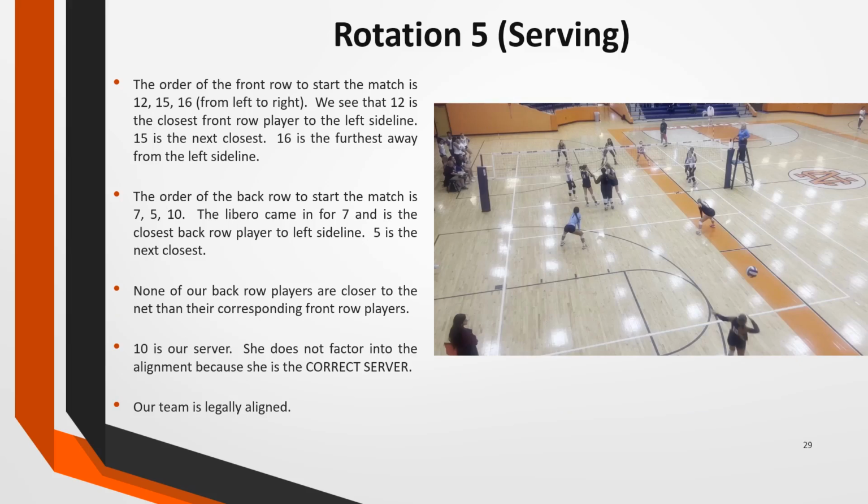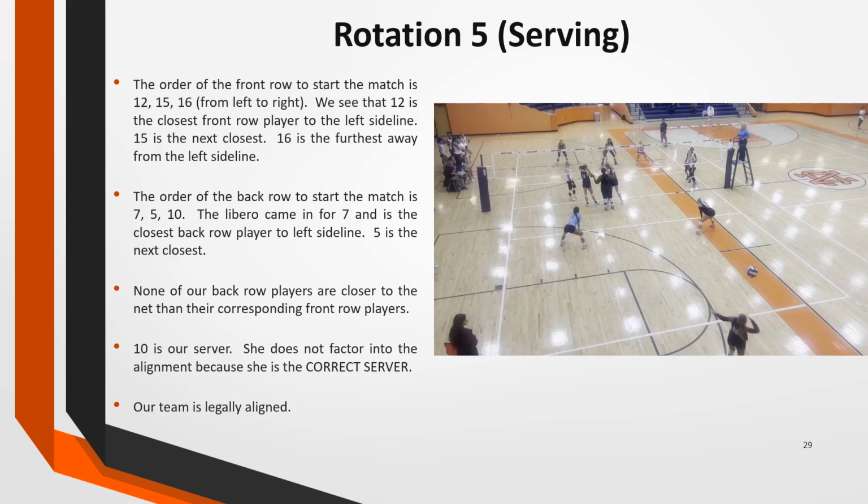So the order of the front row to start the match. And when we do our orders, we're not going to do our orders based on the lineup sheet where we're going counterclockwise. We're just going to take the order from left to right. So our order was 12, 15, 16. We see in this image that 12 is the closest front row player to the left sideline. 15 is the next closest, and 16 is the furthest away from the left sideline. So from a left sideline perspective, we're good on our front row.